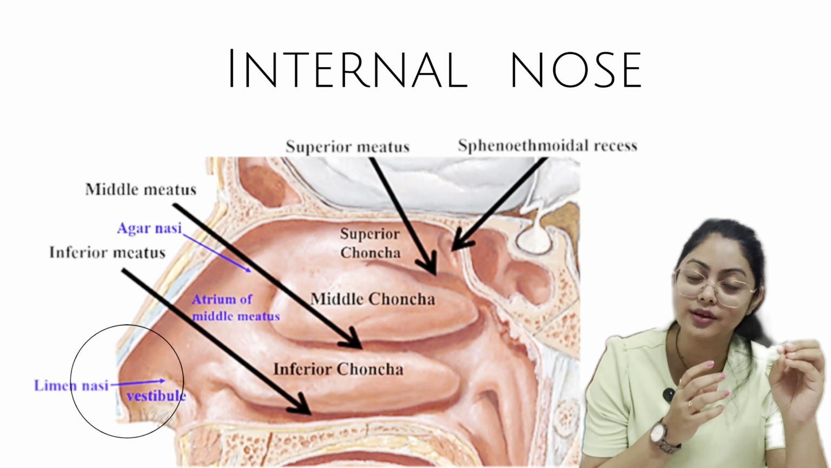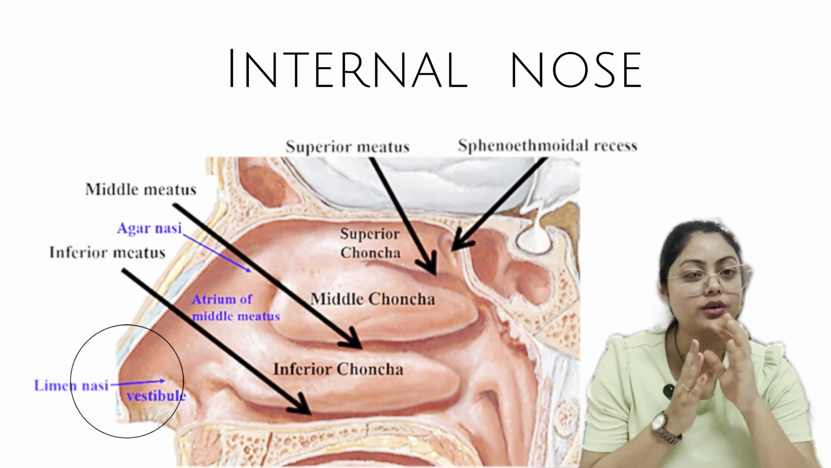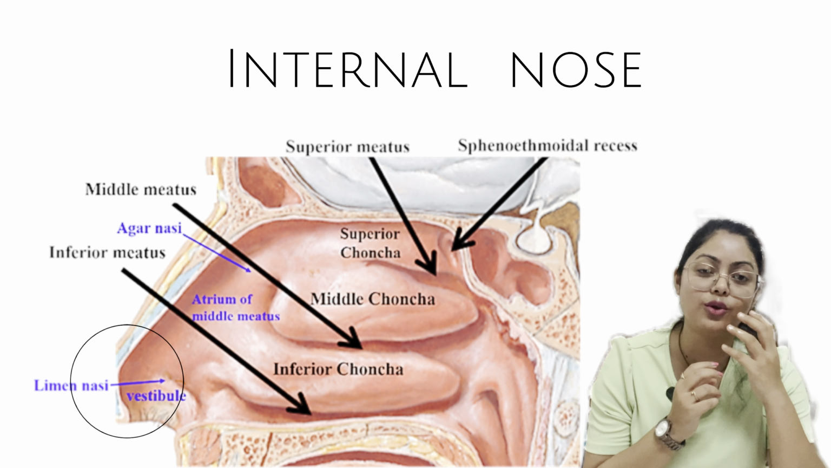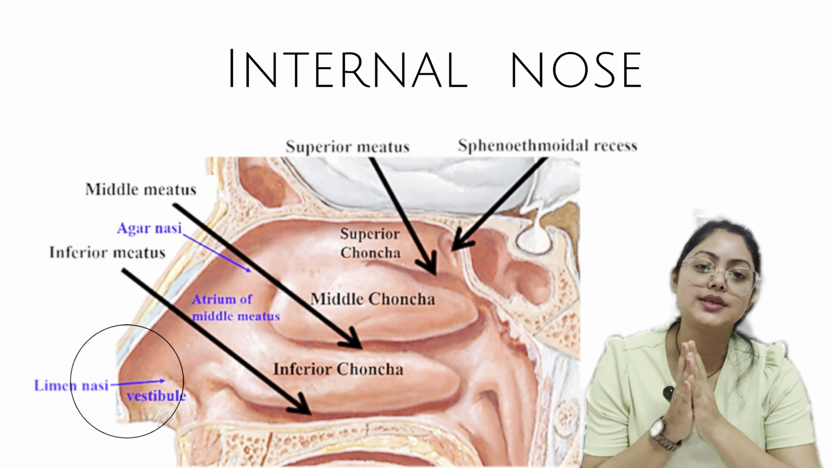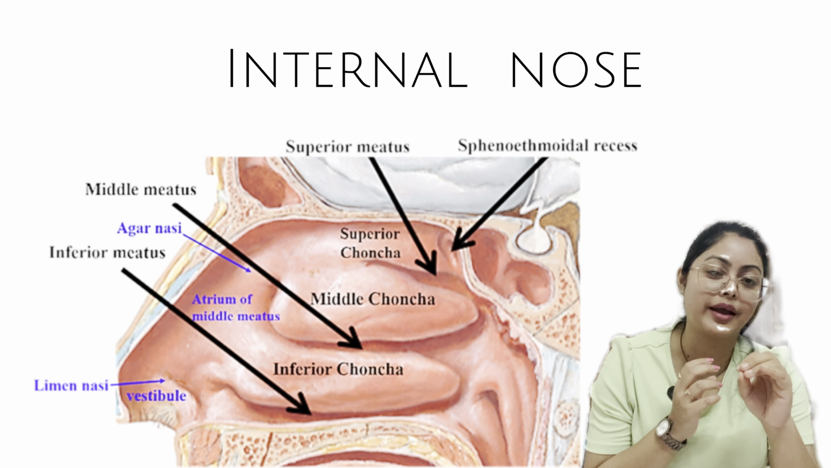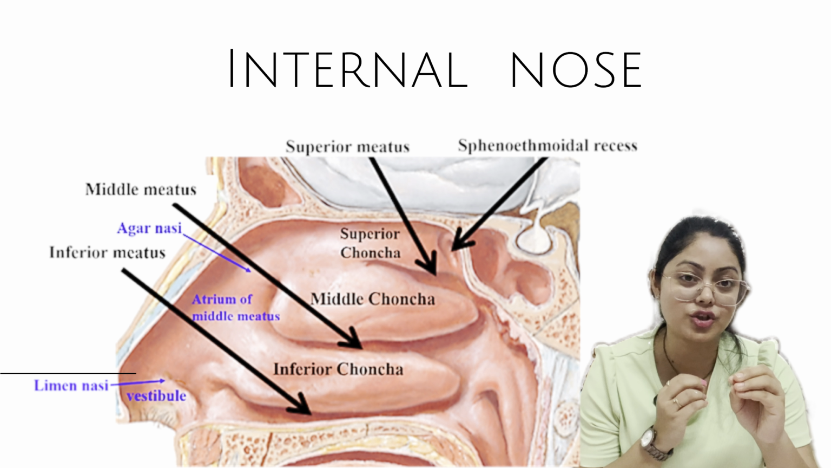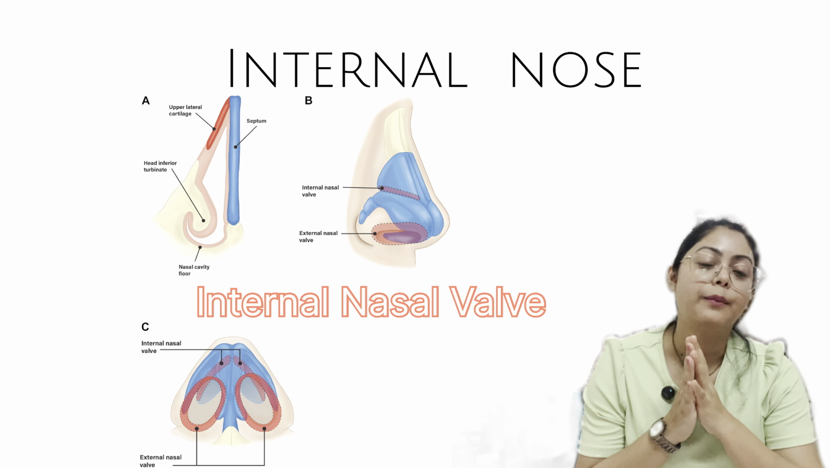It has hair follicles and small hairs, which are known as the vibrissae. Furuncles mainly occur in this region of the nose. The upper part of the vestibule is limited by the nasal valve or the limen nasi, and the nasal valve is an important structure in the nasal vestibule.